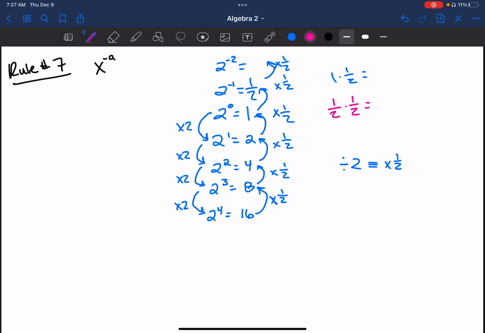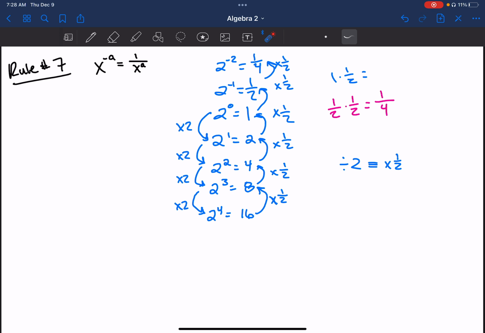We have 1/2 times 1/2. And if you're struggling with fractions, don't worry. I'm going to post a video talking about those as well. 1/2 times 1/2, we just multiply straight across. 1 times 1 is 1. 2 times 2 is 4. So we get 1/4 here. So really what we're doing is we're saying, okay, x to the negative a is 1 divided by x to the a. Because isn't 4 just 2 squared? But we're just flipping it. We're putting it on the bottom of the fraction.